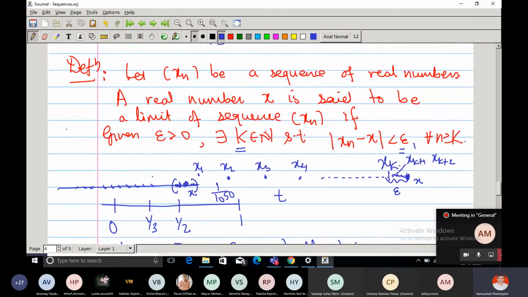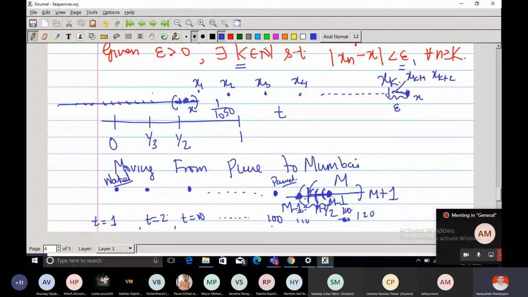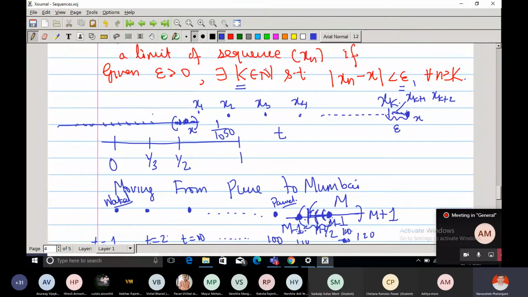So x is the limit of the sequence xn if, given any epsilon, we can find k such that after that k all terms are within that distance from x. From this figure it is clear, as we discussed in yesterday's example: if you are claiming that you are going towards a particular point, how will you prove it? Given any distance, you can produce your location which is inside that distance. So it should happen for every distance. Then we can believe that you are going towards that particular point.